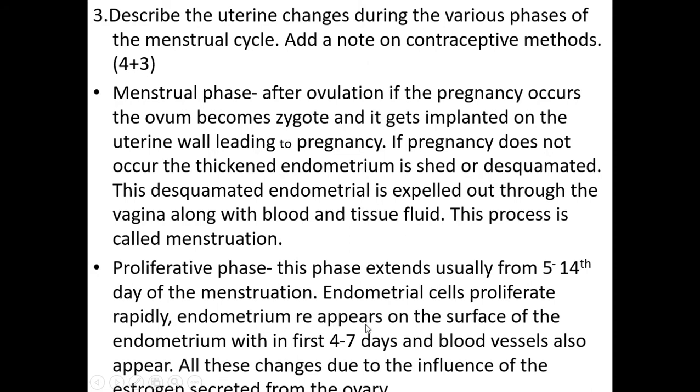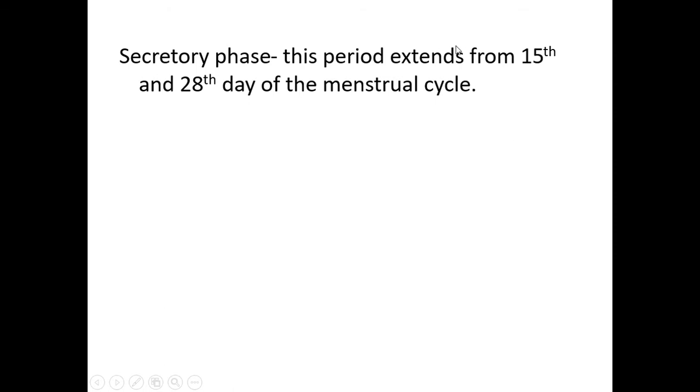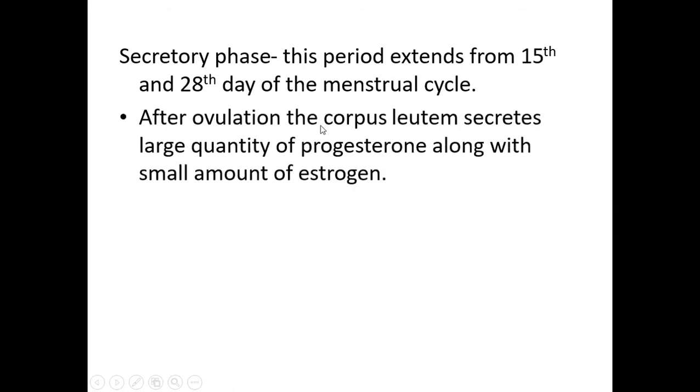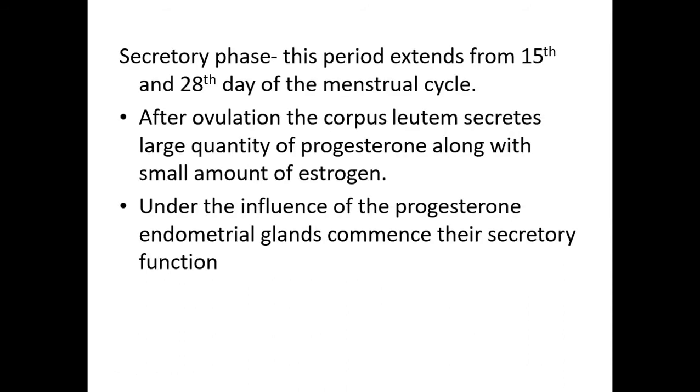Endometrium reappears on the surface within the first 4 to 7 days, and blood vessels also appear. All these changes are due to the influence of the estrogen secreted from the ovary. Secretory phase: this period is from the 14th to 28th days of the menstrual cycle. After ovulation, the corpus luteum secretes a large quantity of progesterone along with a small amount of estrogen. Under the influence of progesterone, the endometrial glands commence their secretory function.